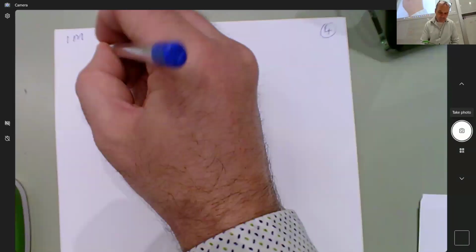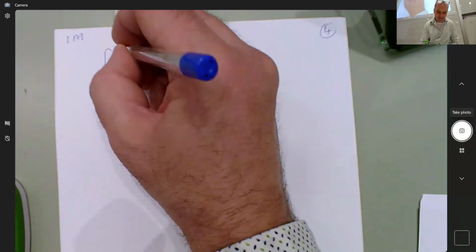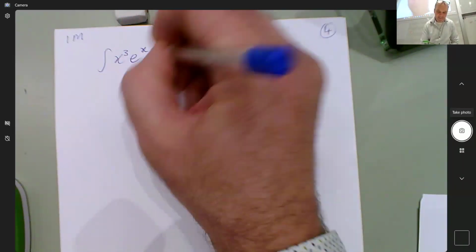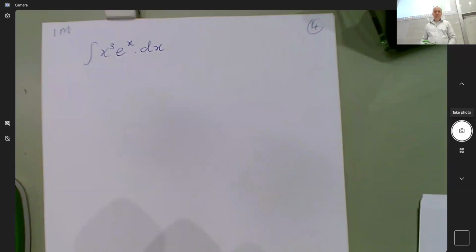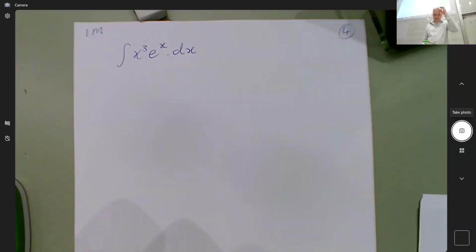All right. Integral x cubed e to the x. I'm keeping it to something very close to what I've seen in the exam. You would not have, but I have. I've seen a lot of exams.